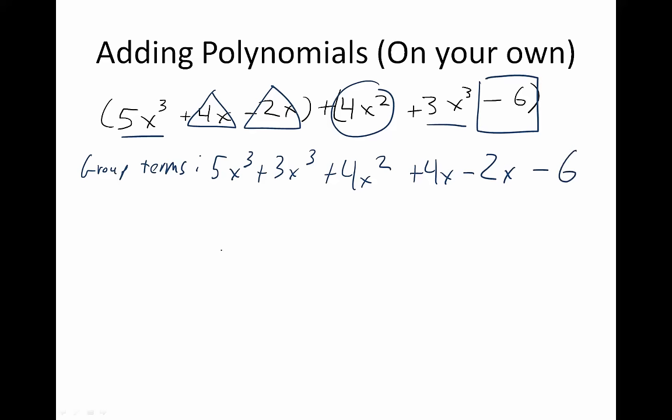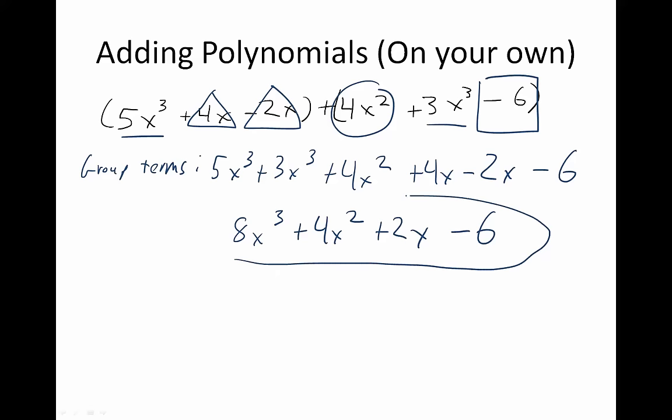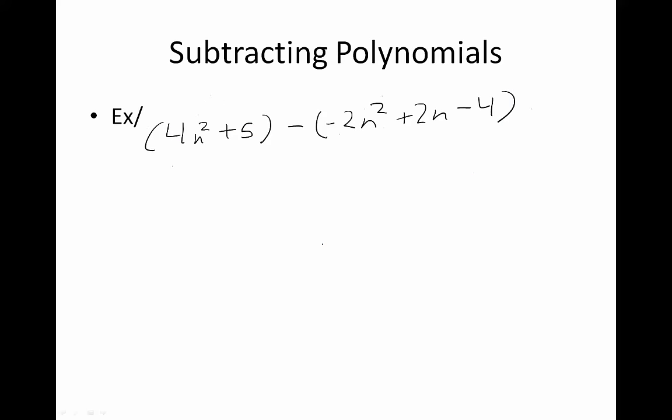So let's combine everything. 8x cubed plus 4x squared plus 2x minus 6. And that is my final solution. If you're having trouble with that one, got it wrong, don't know why, please make sure you ask me, comment, do something to figure it out. But let's move on and talk about subtraction.